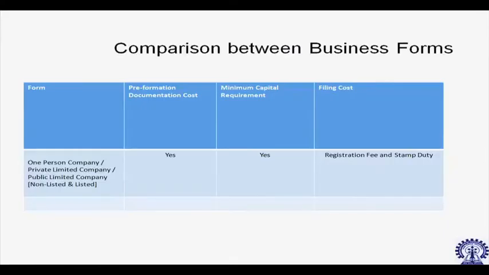The last one is the companies, and I have dealt with all the companies together, that is one person company, private limited company, public limited company, listed and non-listed. Now, as I told you earlier, a company is a more formal business form.